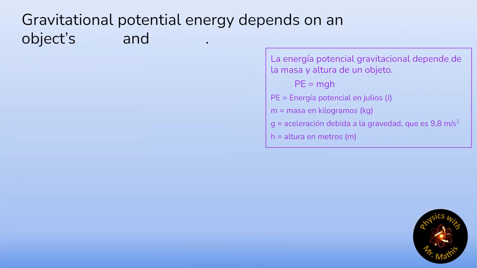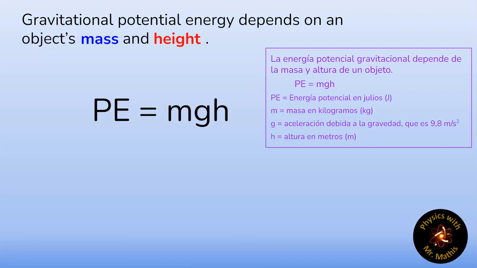Gravitational potential energy depends on two things. It depends on an object's mass, and it depends on the object's height above the ground or above another reference surface. The equation for gravitational potential energy is PE equals mgh.